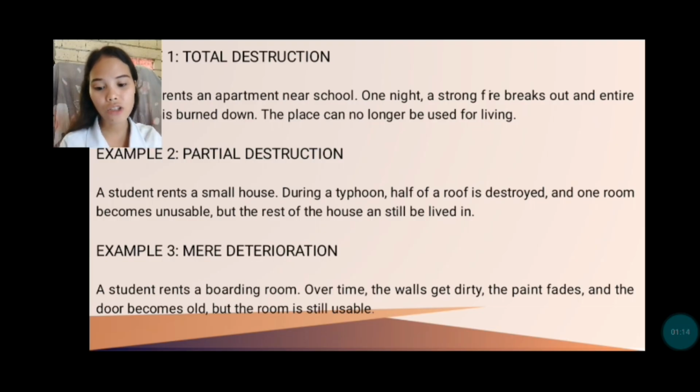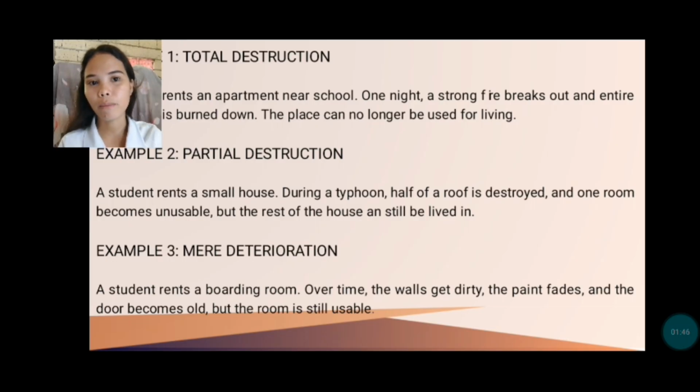One day, a strong fire breaks out and the entire apartment is burned down. The place can no longer be used for living. So, this is total destruction because the apartment no longer exists in a usable form. The law on destruction applies, so the obligation related to the apartment may be extinguished.